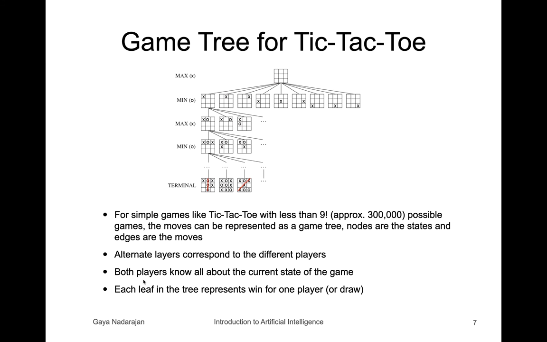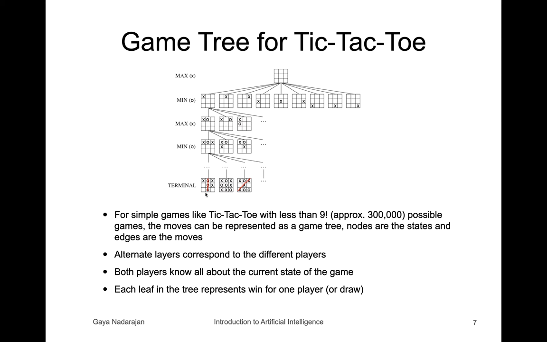And we say that both players know all about the current state of the game because you can see exactly what's happening. There's nothing to hide, and you just know it's going to be your turn, and you can make a good move. And each leaf, okay, leaf meaning you're already at the end of the game, it's going to represent a win for one player, okay? Or it's going to be a draw.